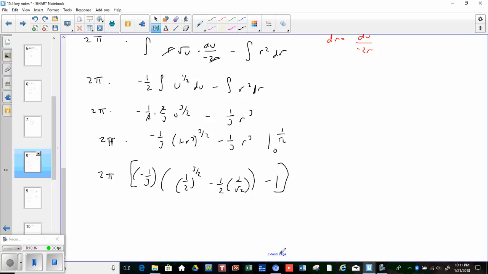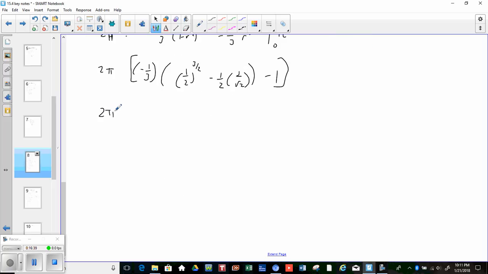So if I did everything correctly, let's see if this works. That'll be 2 pi. Actually, let's multiply the negative 1/3 out here, so that makes it negative 2 pi over 3. And then I've got 1/2 to the 3 halves power minus 1/2 times 1 over root 2. 1/2 to the 3 halves power: 2 times root 2 is 2 to the first times 2 to the 1/2, which is 2 to the 3 halves. Really, that's what you get down here, and the bottom is also a 2 to the 3 halves.